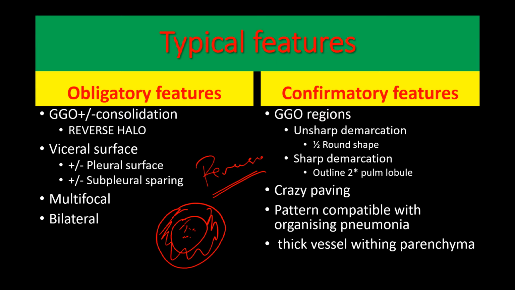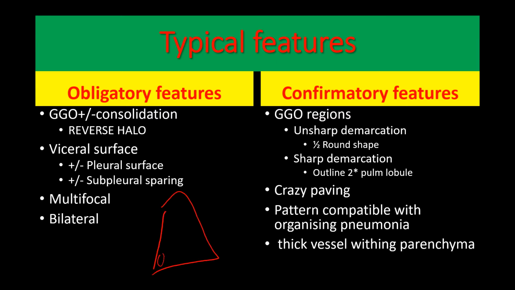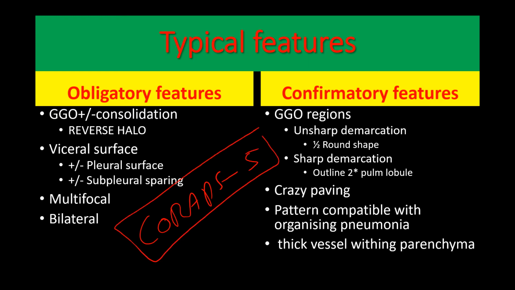The very important feature is when we see any lesion in a COVID patient, we can see some thickened blood vessels in the parenchyma near that region. This is one more confirmatory feature. So if these confirmatory features are there, which are multifocal, bilateral, visceral predominance with crazy paving pattern or organizing pneumonia pattern, along with thick vessels within the parenchyma, we say this is COVID-19. And the grade that we give for this is CO-RADS 5. If we say CO-RADS 5, it is having all the typical features of COVID-19. It is confirmatory of COVID.